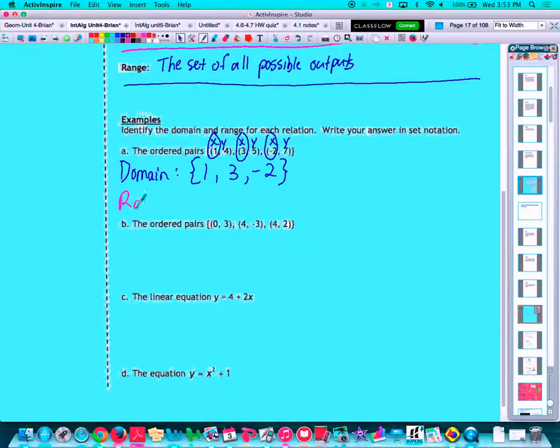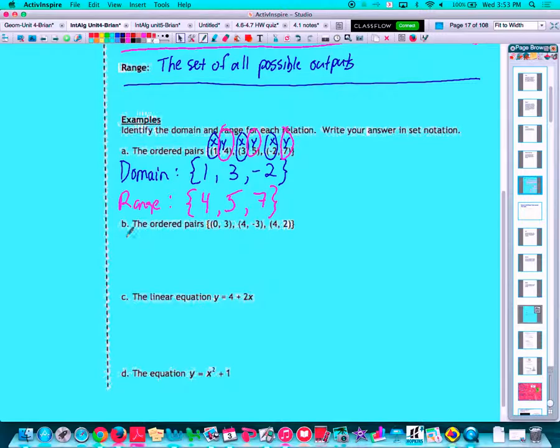All right, range, all the possible y values, all the possible outputs. What are the possible outputs? Well, I see a 4, I see a 5, and I see a 7. Those are all of the possible outputs. So that's the domain and that's the range. They don't necessarily have to be in order from least to greatest. You can just list them.